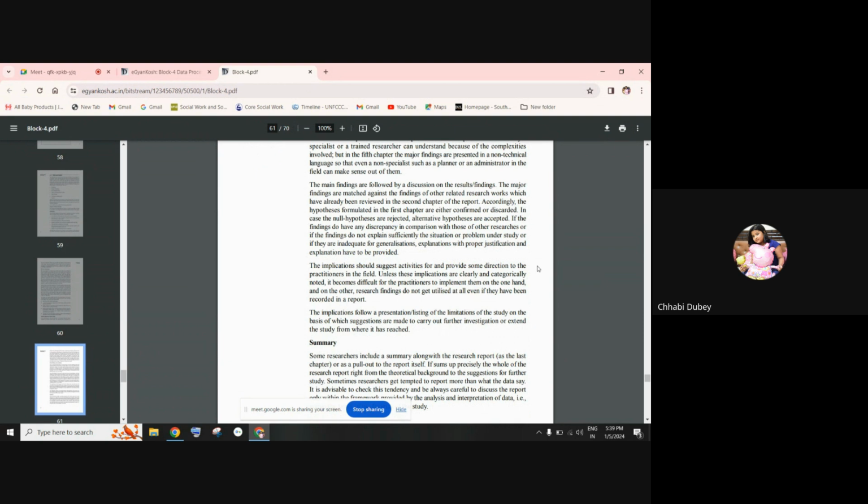Now, these implications should suggest some kind of activities and provide some direction to the practitioners in the field. So this can be used as giving direction to the practitioners who may take up the research further. These implications follow a presentation or listing of the limitations of the study, on the basis of which suggestions are made to carry out further investigations.